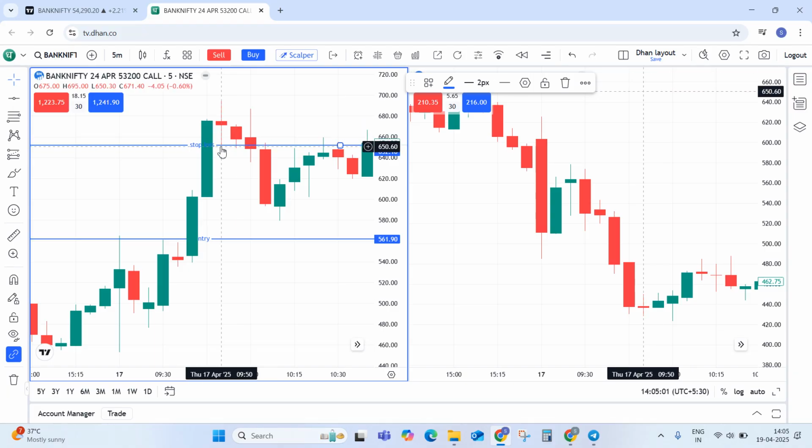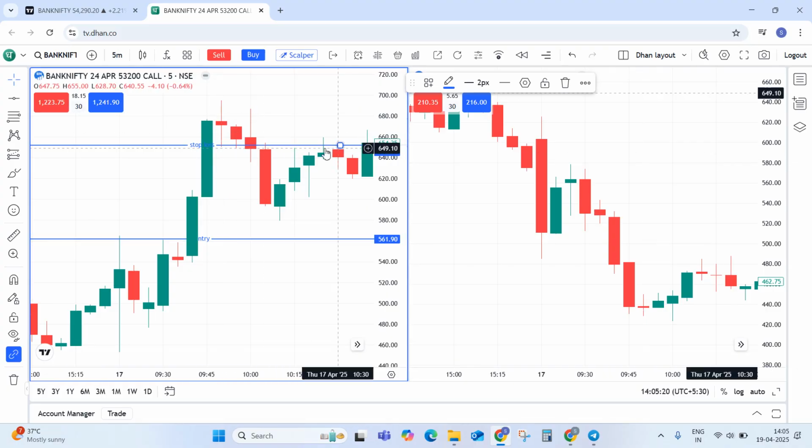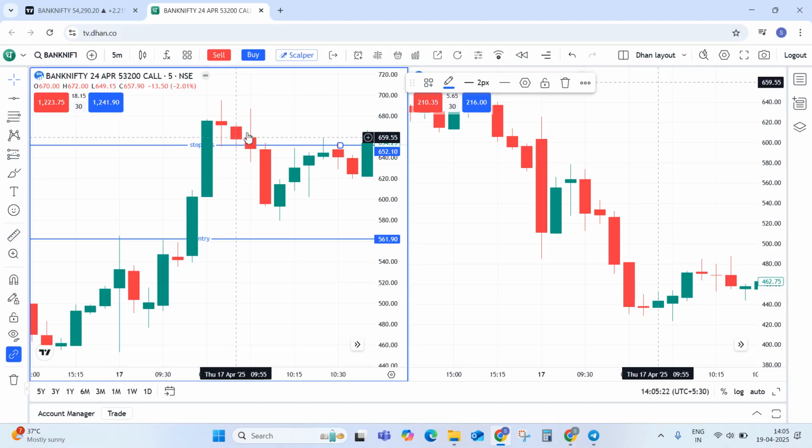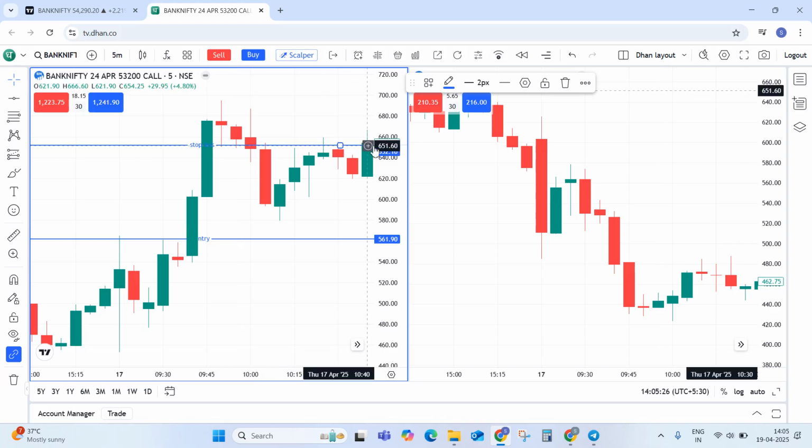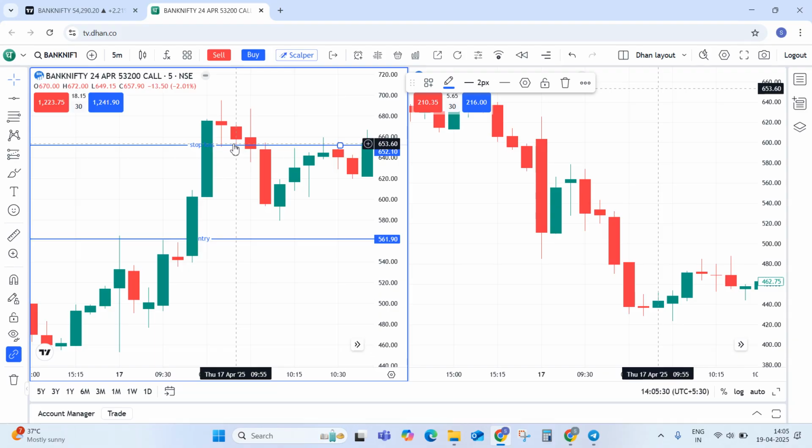Okay, so see here, it is 654.25, right? Initially we entered at 561. Initial stop loss is 25 to 30 rupees. I am trailing my stop loss to the low of the candle, so I have dragged it to 654.25. Whenever the 9:55 candle comes down and triggers this 654 price, our trade will automatically exit.